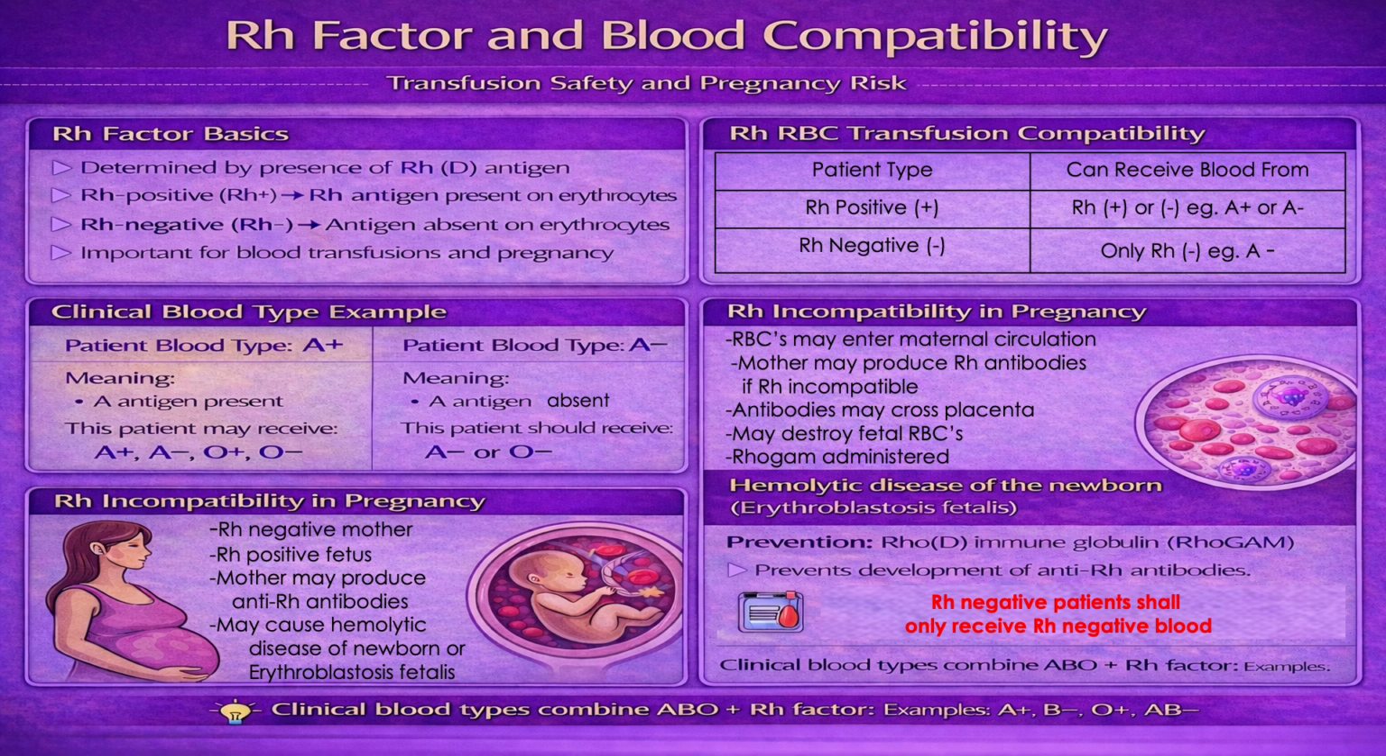Fortunately, this condition can be prevented through the administration of Rh immune globulin, commonly known as RhoGAM, which prevents the mother's immune system from developing antibodies against Rh positive blood cells. Because of these risks, healthcare professionals must always verify ABO type, Rh status, and cross-match testing before administering blood products.